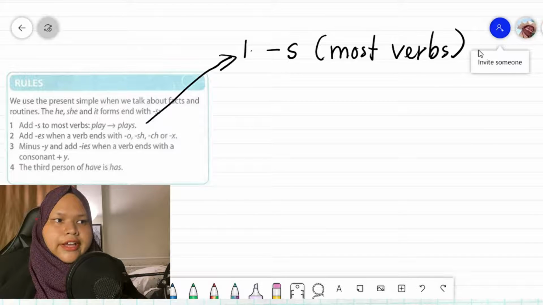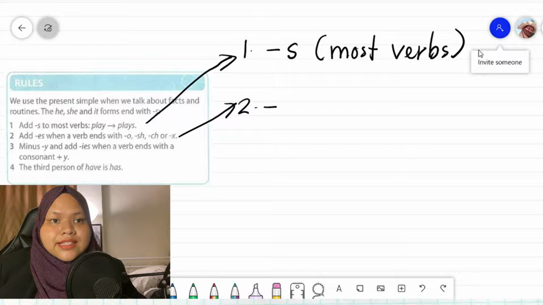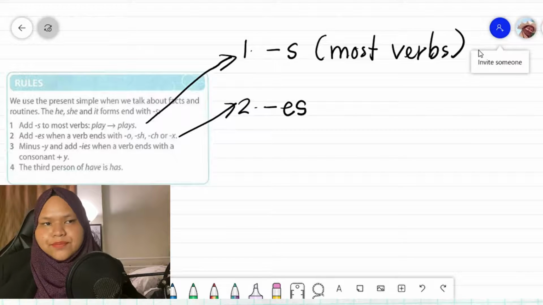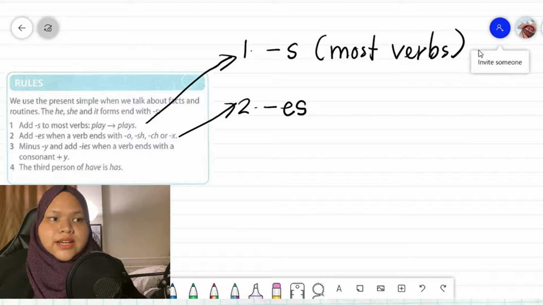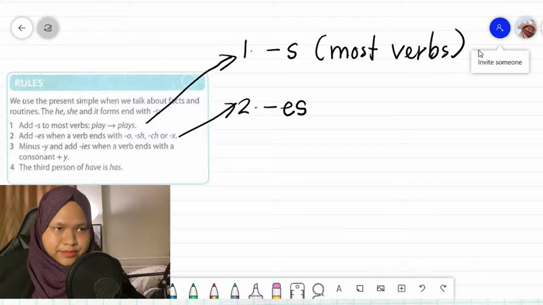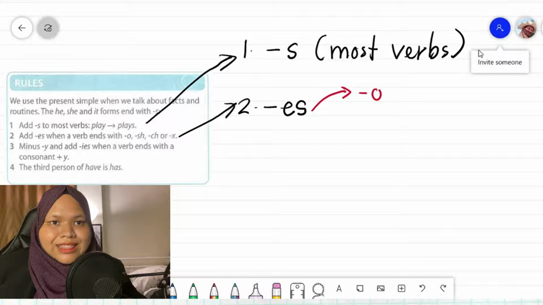Okay, rule number 2, we add ES. Kali ini kita tambah E dan S pula kat belakang verb itu. Apa syarat dia? The rule is the verb must end, mestilah berakhir, kata kerja itu mesti berakhir dengan O, SH, CH, or X.